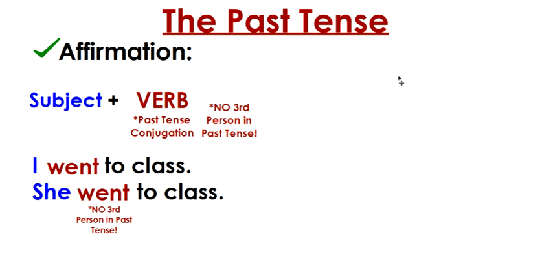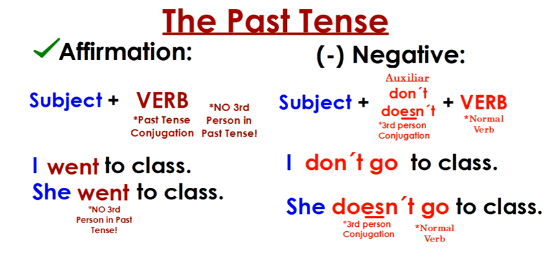Now, let's look at the negative in the past tense. We use the subject and the auxiliary in the past tense. We use didn't for the negative. So, didn't is the past tense conjugation for the negative past. And remember, in the present tense, the verb is used in the normal form. And in the negative, again, we put the conjugation of the past on the auxiliary, and the verb is normal.